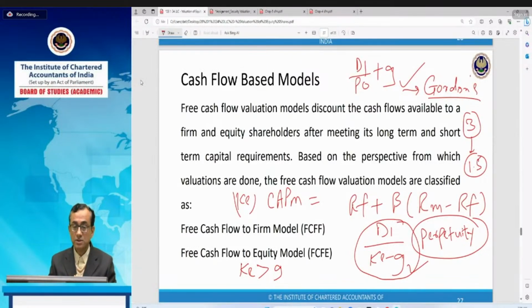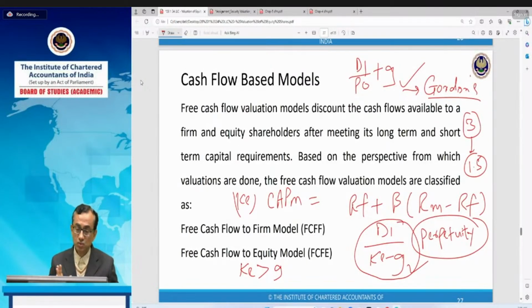Then we come to the cash flow-based model. Practically, in the majority of cases, the cash flow-based model is generally followed, especially in capital-intensive industries where the company is paying either very high dividend or low dividend or not paying dividend at all. So the cash flow-based method is more frequently followed by companies.